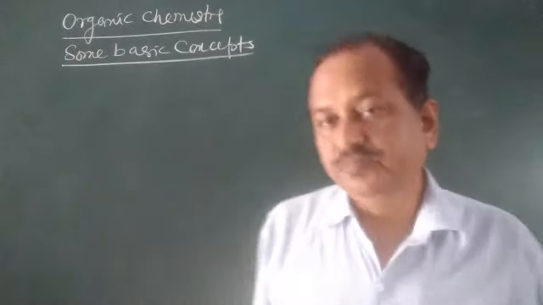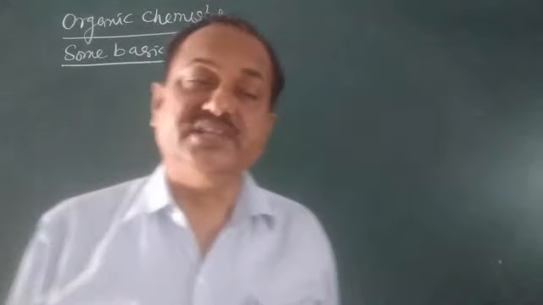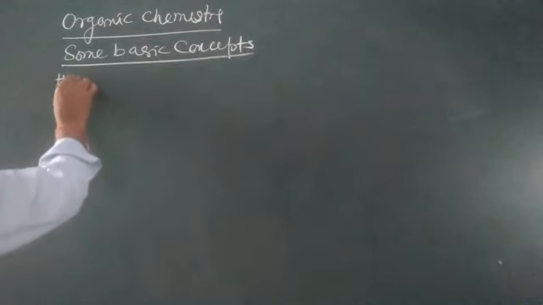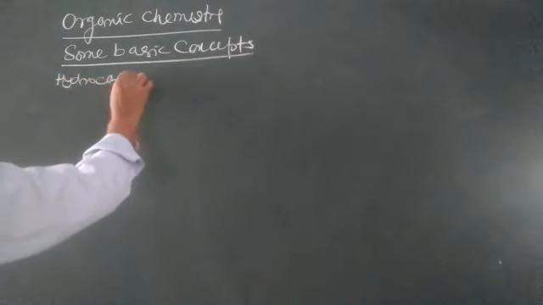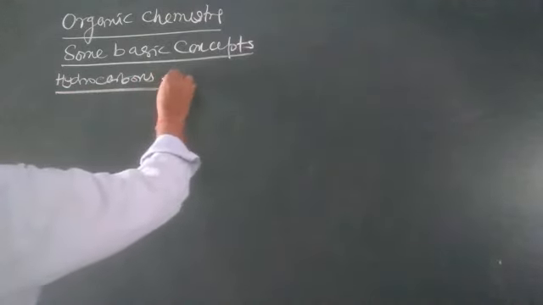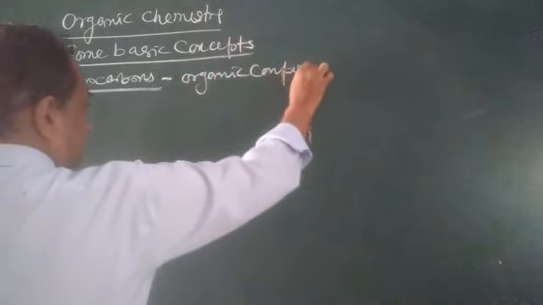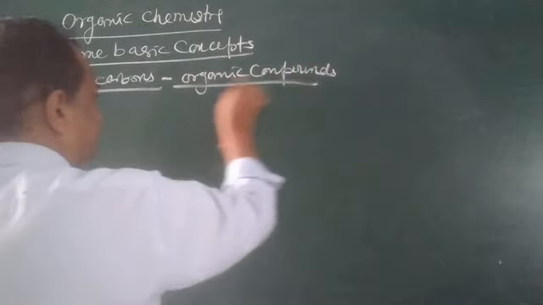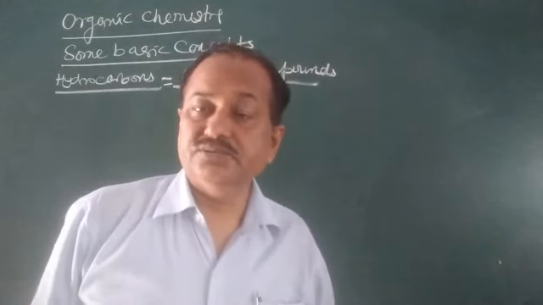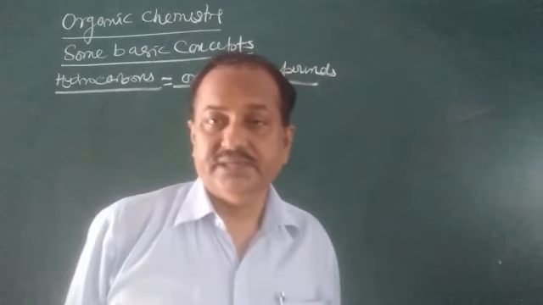In this video, I am going to explain about organic chemistry, and first we'll see some basic concepts. In this, first I'm going to explain about the hydrocarbons. Hydrocarbons or organic compounds, they are same. Hydro for hydrogen, carbons. So when carbon and hydrogen are present, then it is said to be an organic compound.